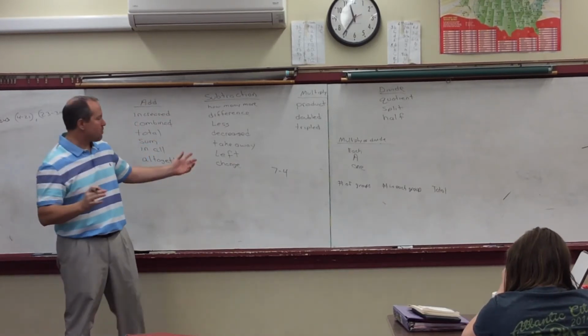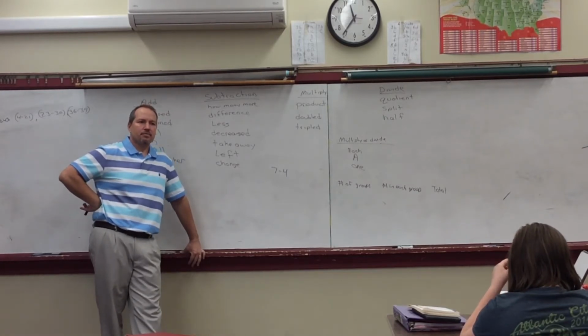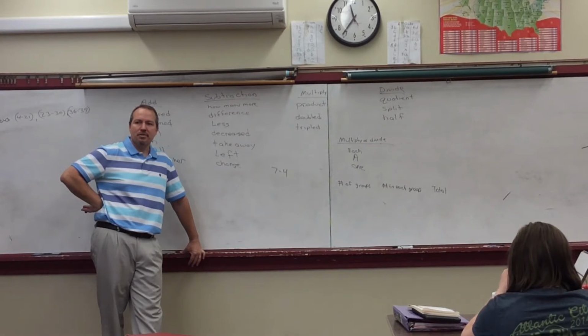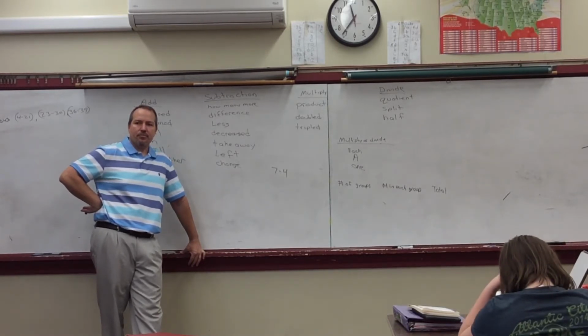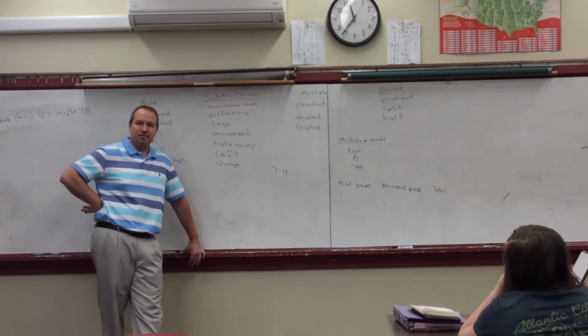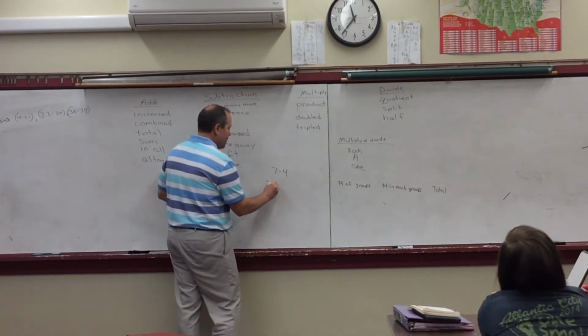How else could we read this, other than simply 7 minus 4? You can see it written how? In words. But what words would you say other than 7 minus 4? 7 decreased by 4. How else? What is left after you take away 4 from 7?